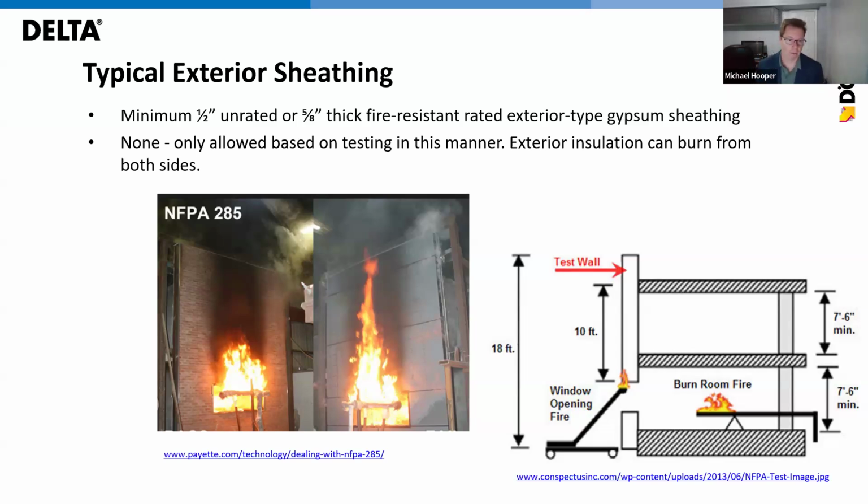So again, if we can get an assembly to pass in a worst case scenario, any substitution you make of any material that's going to have a lower peak heat release or a lower flame or smoke spread can be substituted without a problem, without having to redo that NFPA 285 test.